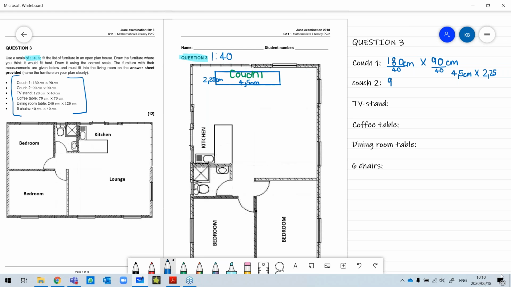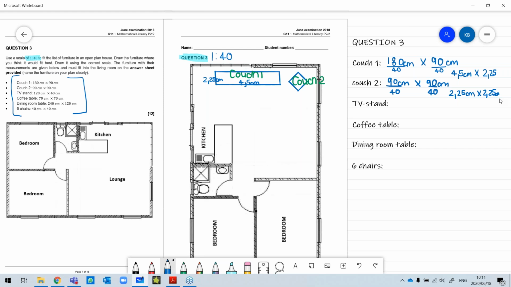Couch 2 has dimensions 90 centimeters by 90 centimeters. We divide each of these dimensions by the scale factor of 40, and that will give us an answer of 2,25 centimeters multiplied by 2,25 centimeters. That is just how we write the dimensions. So now I can go and say, okay, so this seems to be a single small chair, square-like from the top. So there we go. And this, once again, we have to name. Couch 2.